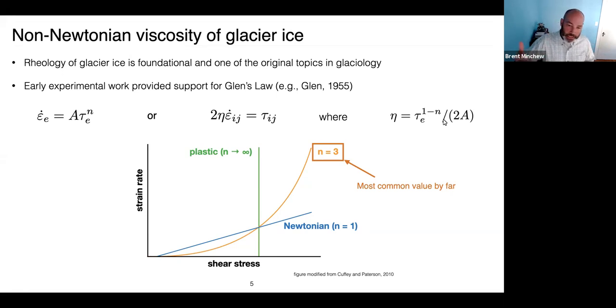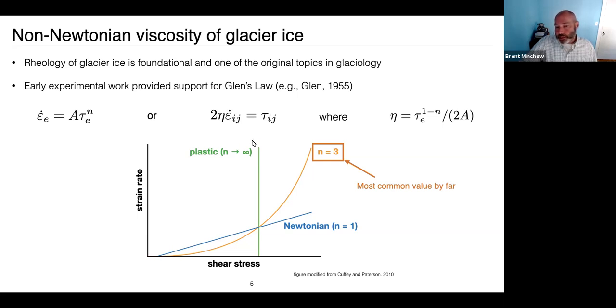And n, as we're going to discuss in a little bit, is a thing that encodes the mechanism that gives rise to the creep of the ice, or the viscosity of the ice, and so forth. So typically, the field in general adopts a value of n equals 3, by far the most common value for this particular exponent. That gives ice this shear thinning viscosity, which just means the viscosity decreases as stress increases, indicated down here.